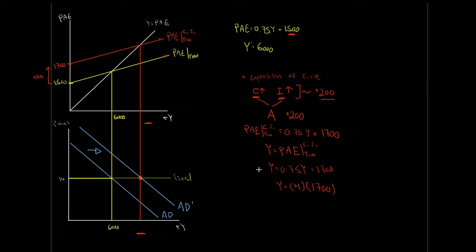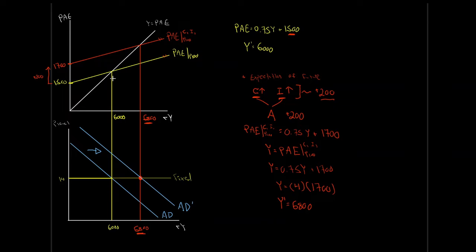How exactly did we go through that? Well, we moved that 0.75 over. That gave us 0.25y. 1 over 0.25 gives us 4 times 1,700. Again, that's our multiplier times our autonomous. So 4 times 1,700 gives us a new equilibrium level of national income of 6,800.